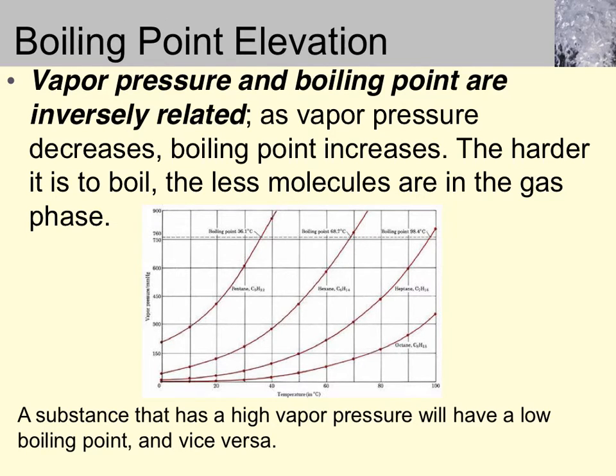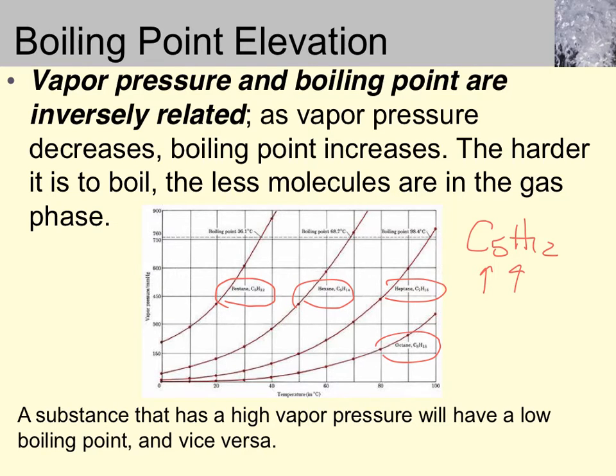Here is a vapor pressure curve showing several different materials. They're all hydrocarbons. Pentane, and that may be hard for you to read, but it's C5H12. Hexane, heptane, octane. They're all hydrocarbons. And it just demonstrates that vapor pressure and boiling point are inversely related. As one goes up, the other goes down.